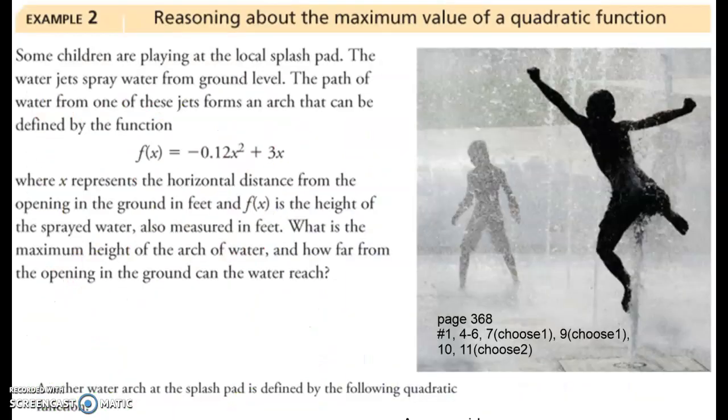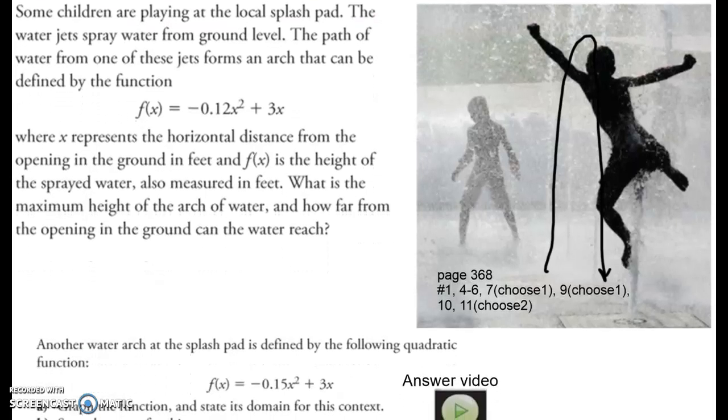Okay, here's example 2, our last example. Let's think about this a bit. You can already imagine by the picture that we've got water spraying from a hole in the ground at a splash park. They have a beautiful kids splash park by the river in Saskatoon. Anyways, you can imagine it sprayed straight up, right, and then coming down in a parabola shape. Some children are playing at the local splash pad. The water jets spray from ground level. The path of the water from one of these jets forms an arc that can be defined by this function. Okay, right here, it's telling us the quadratic equation.